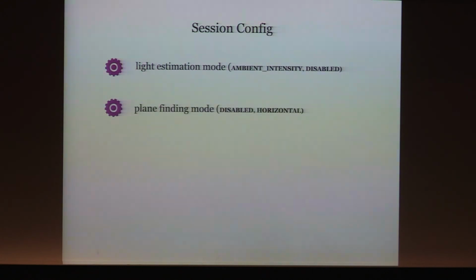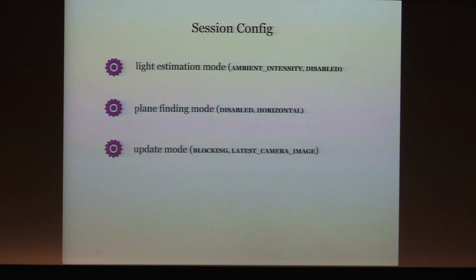Another parameter is plane finding mode, and again, we've touched it a little bit. There are only two options. You can set it as horizontal, saying that only horizontal surfaces will be detected, or you can set it to disabled. In this case, you're saying, I'm not interested in what is right there, I'm not interested in the geometry that is located around me.